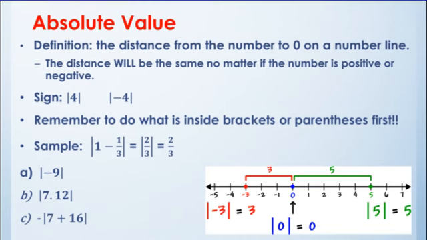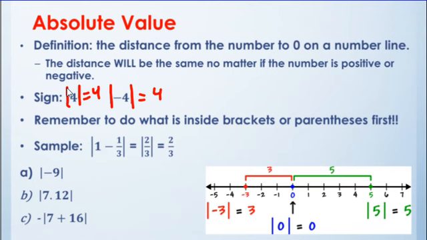Okay? So the sign for absolute value, you have these bars on the outside. The absolute value of 4, how far away is 4 from 0? That's 4. 4 steps away from 0. The absolute value of -4, that's also 4 steps away from 0.